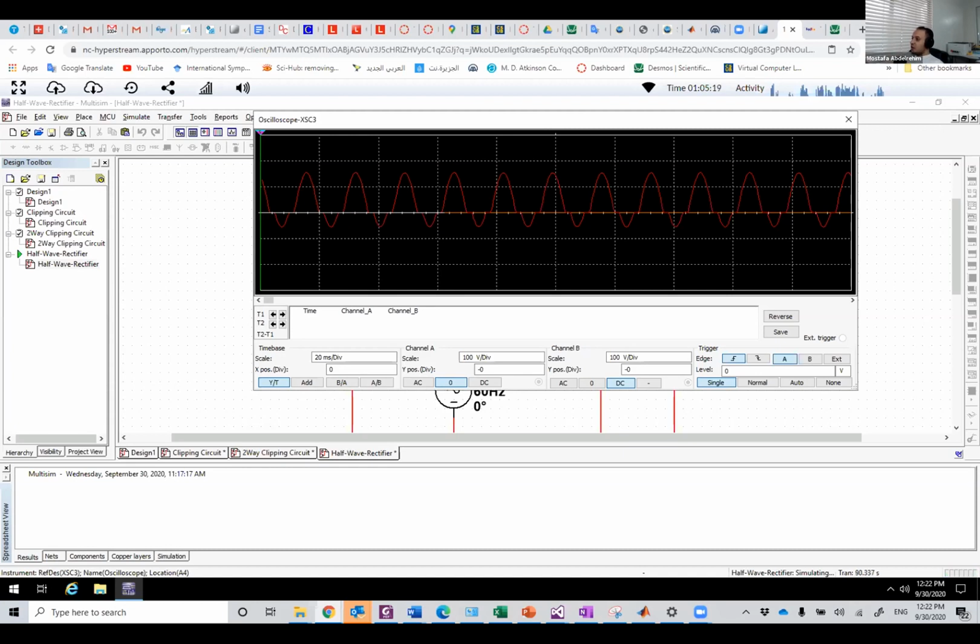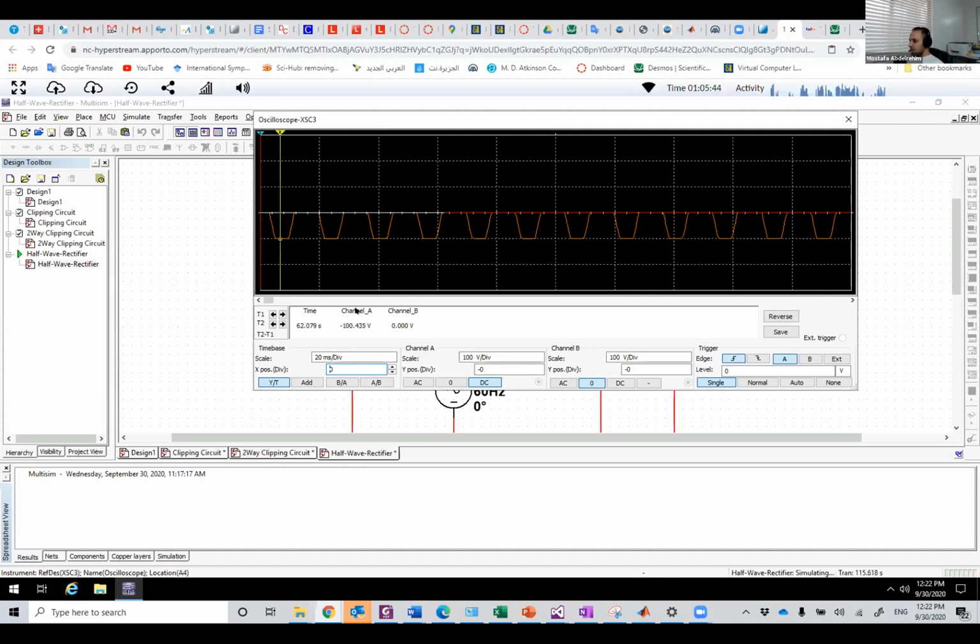Now you should measure this negative peak, and also measure this. So this should be minus 100. Let's check it. Let's move this a little bit to the right or left. Yeah, we have this. Good. Yes, minus 100.4. That's fine, you can say minus 100.